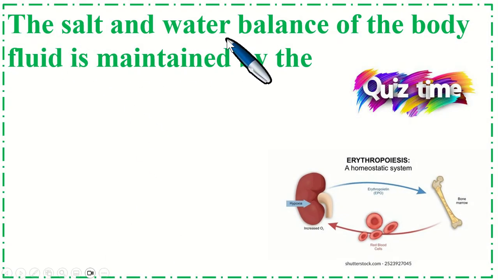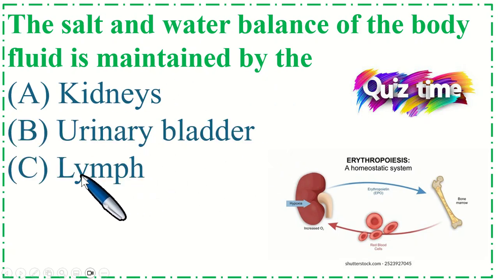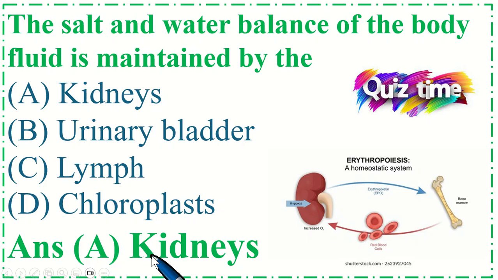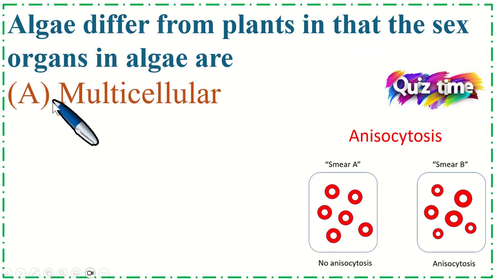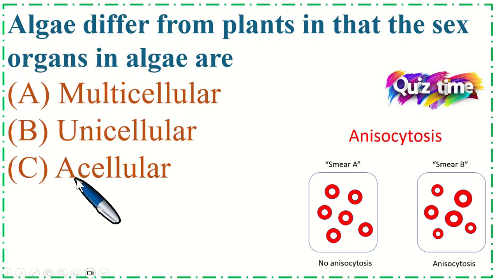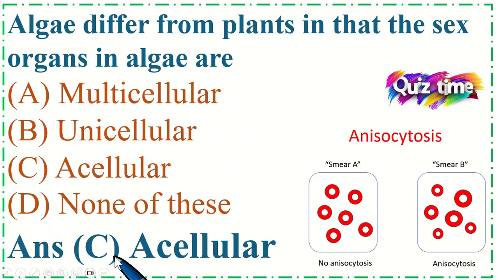The salt and water balance of the body fluid is maintained by the option A kidneys, B urinary bladder, C lymph, option D chloroplast. Correct option is A kidneys. Algae differ from plants in that the sex organs in the algae are option A multicellular, B unicellular, C acellular, D none of these. Correct option is C acellular.